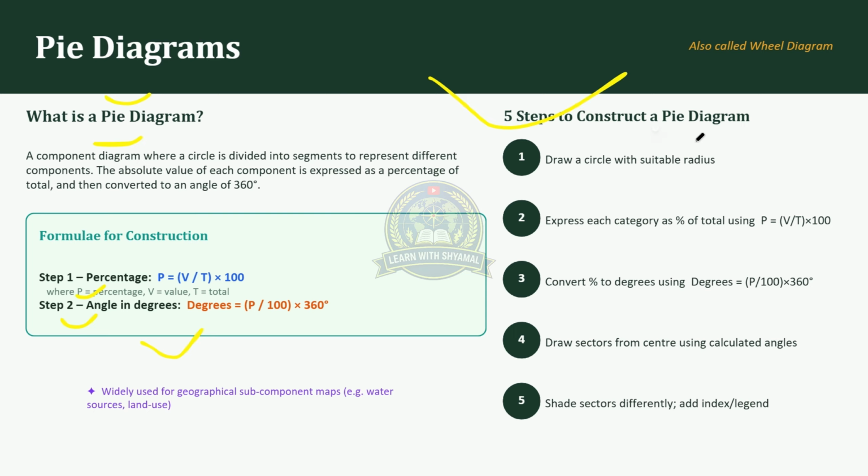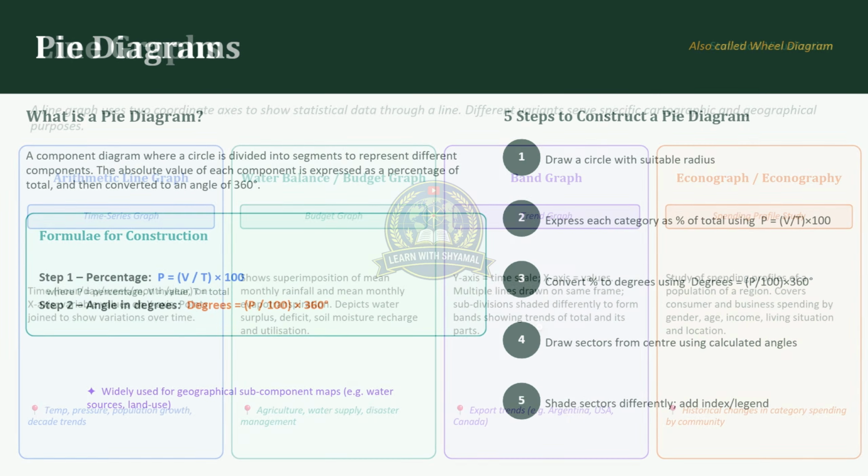5 steps to construct a pie diagram. Draw a circle with suitable radius. Express each category as percentage of total using this formula. Convert percentage to degrees with this formula. Draw sectors from the center using calculated angles and shade sectors differently, with an index and legend.